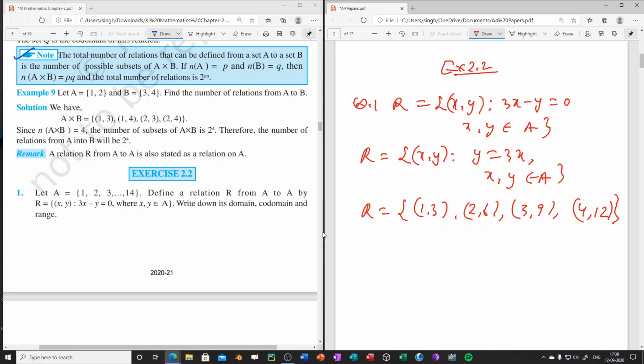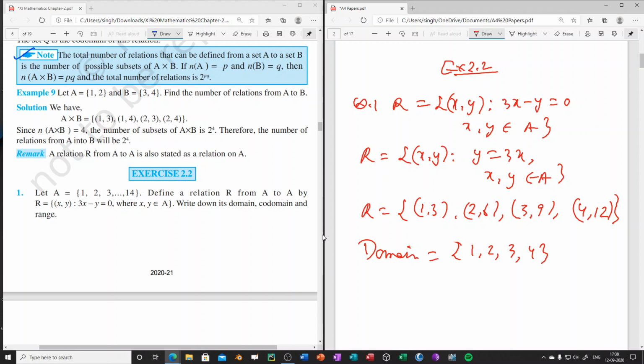Then it says, write down its domain. Domain we have already discussed. Domain is very simple. That is the first entries of all the ordered pairs. So that will be the collection of 1, 2, 3, 4.